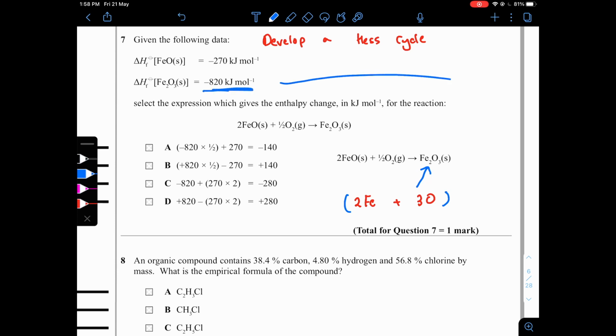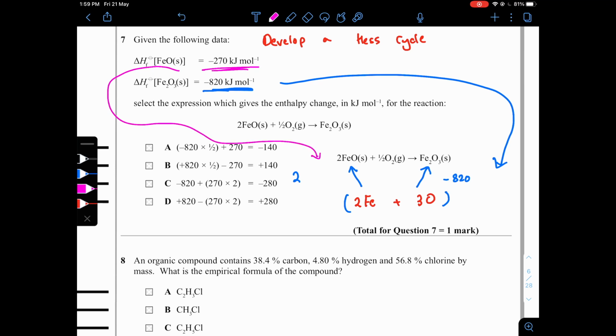You can see over here, so we can put this over here. I'm just going to write minus 820. And then we have another enthalpy of formation over here. But you can see here, this is 2 FeO, so we need to do 2 times the first one. So 2 times minus 270. And the enthalpy of reaction is going to be delta HR.